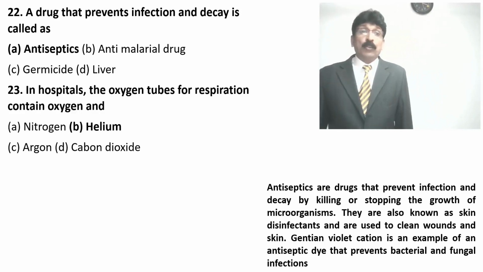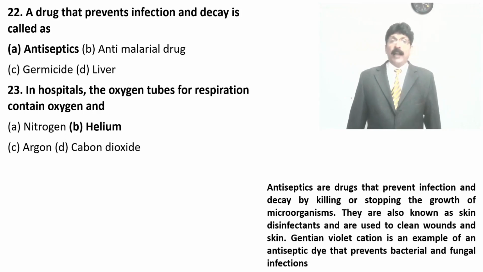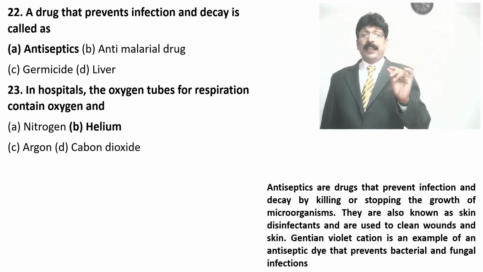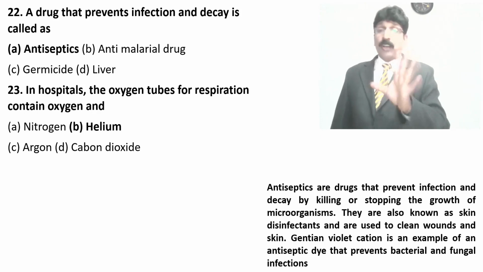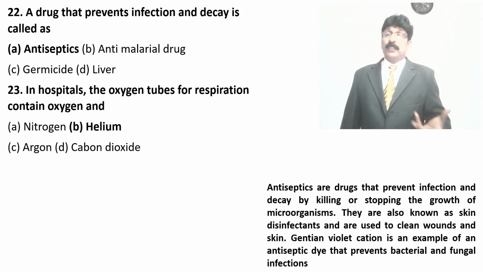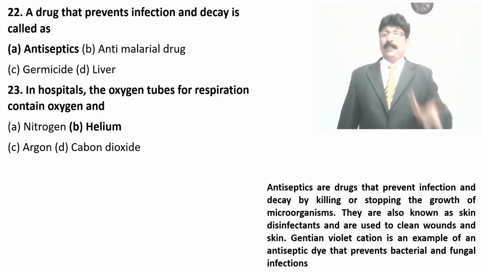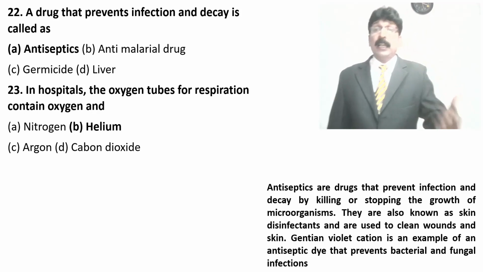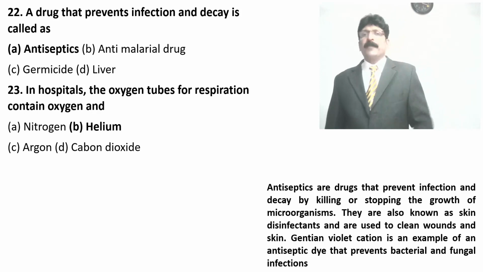Next question: in hospital, the oxygen tubes are for respiration and contain oxygen, so what is the other gas there? You should know that 100% or pure oxygen cannot be supplied. It will make the person's condition worse, with accumulation of fluid in the lungs, and he will die. So even oxygen cannot be supplied purely. You need only a certain percentage of oxygen, given through the nose or through intubation.